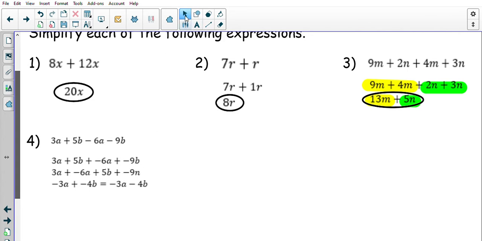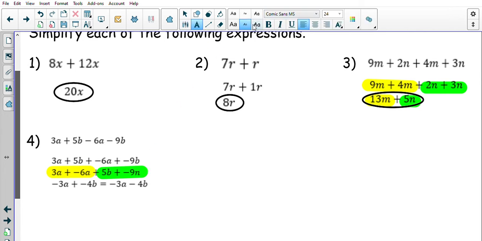So I put my 3a plus negative 6a side by side since they're like terms, and my 5b and negative, oh goodness, I just realized I've got 5b plus negative 9n. Let me correct that. Sometimes I make mistakes. Want to make sure to correct that here.